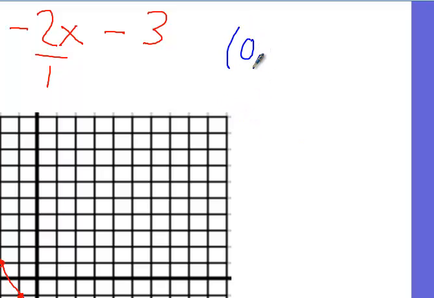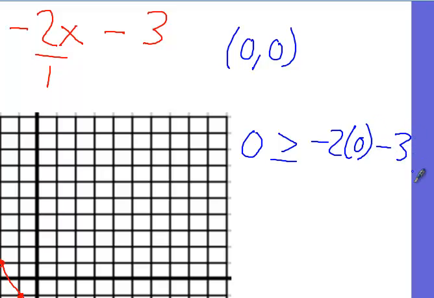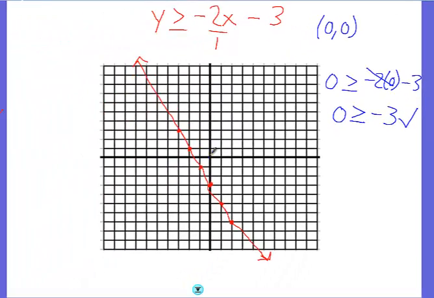So I'm going to test the coordinate 0, 0, and I'm just going to substitute them in. So 0 in for y. So 0 is greater than or equal to -2 times 0 minus 3. That cancels. You get 0 is greater than or equal to -3. And we think, hey, that's a true statement. 0 is greater than or equal to -3. So now we're going to go on our graph, and let's put a point where 0, 0 is.